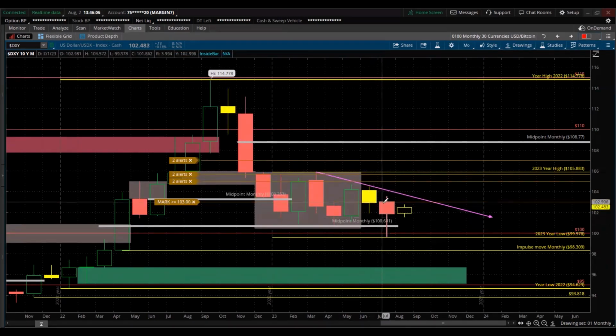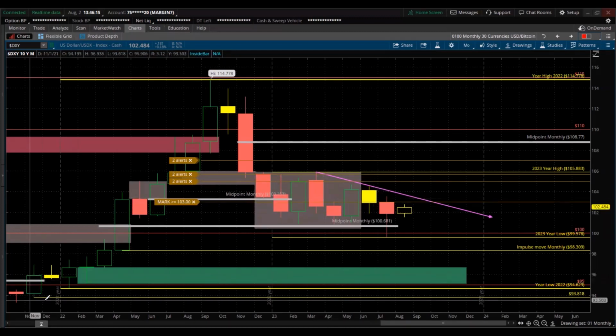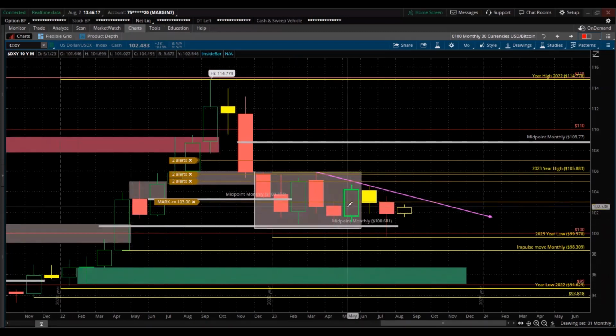And a big wick on the bottom of last month. Huge wick on the bottom. Thinking bullish bias. People stepped in and defended it. We have a tight consolidation. Last year was trending up. Now it's mostly consolidation.